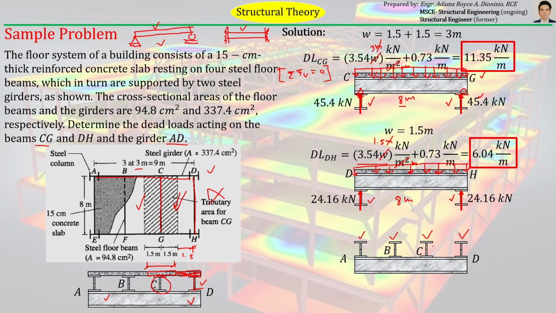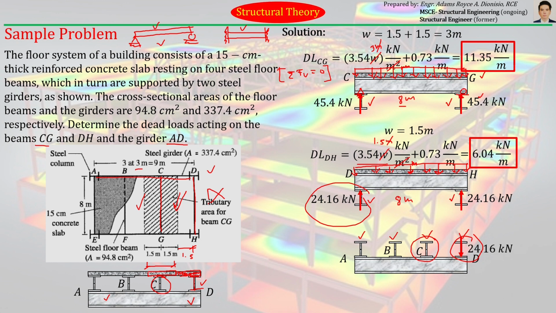So, let's start with the magnitude of the dead load force being transferred to girder AD from this point, point D. So, the force transferred to girder AD at point D is, of course, equal to this, so that is also 24.16 kilonewtons. Simply because the two are connected. The end of DH is connected to the end of AD.